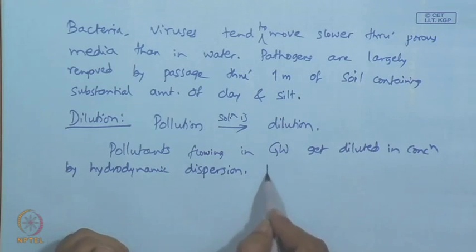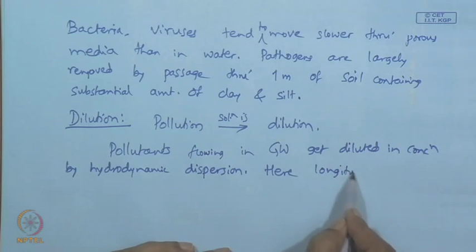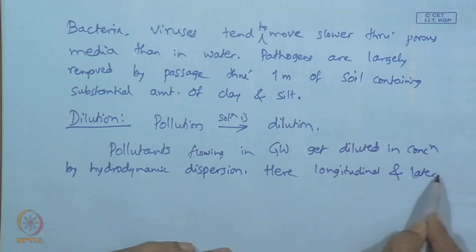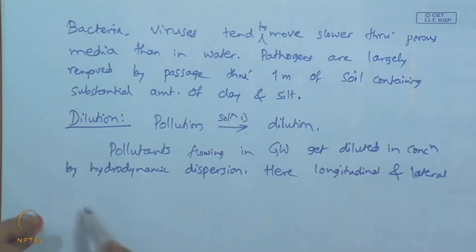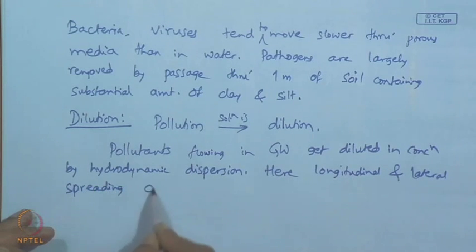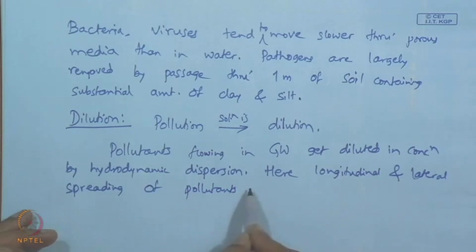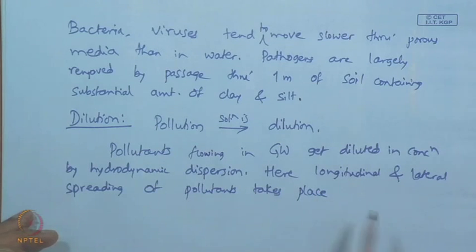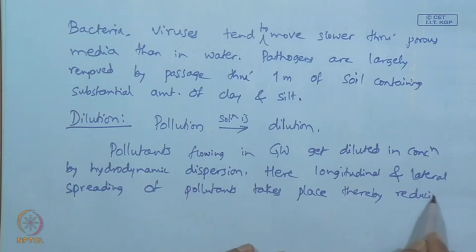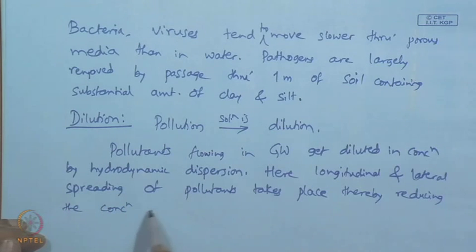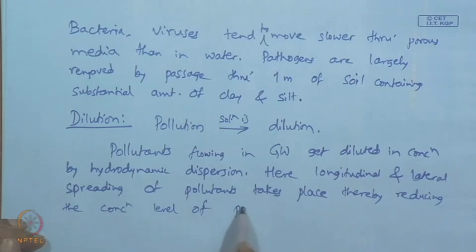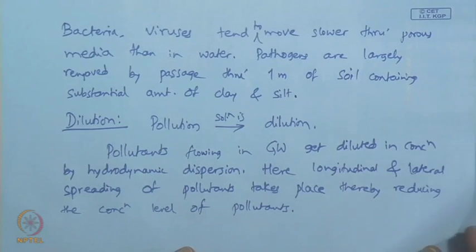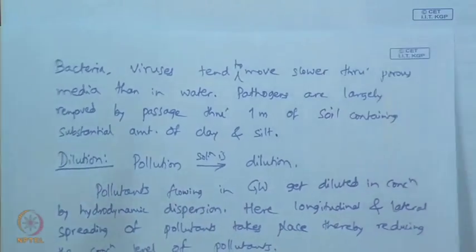So, here longitudinal and lateral spreading of pollutants takes place, thereby reducing the concentration level of pollutants. So, this is also a very important mechanism of attenuation of pollution.